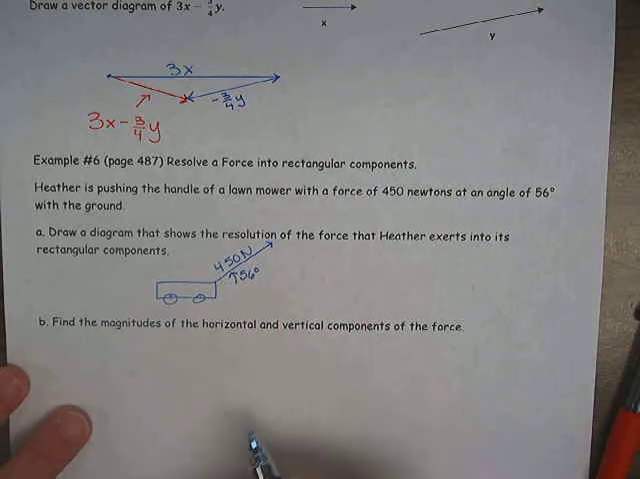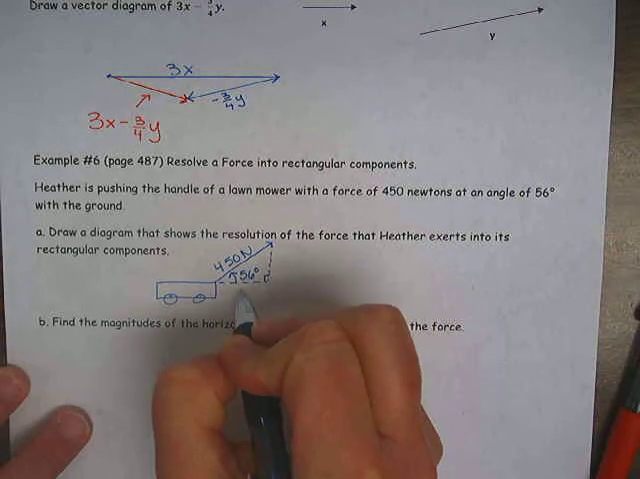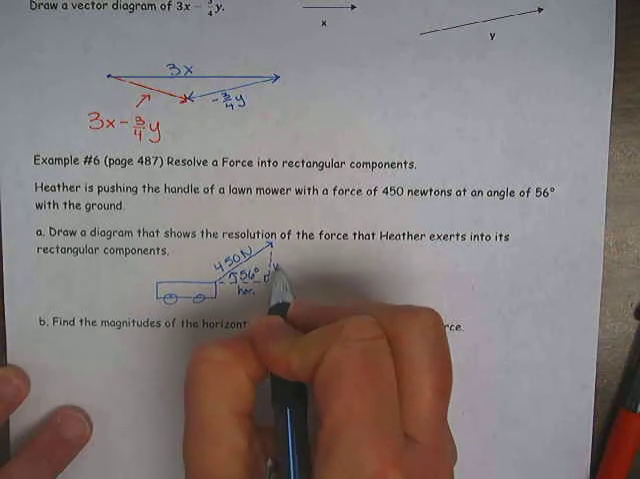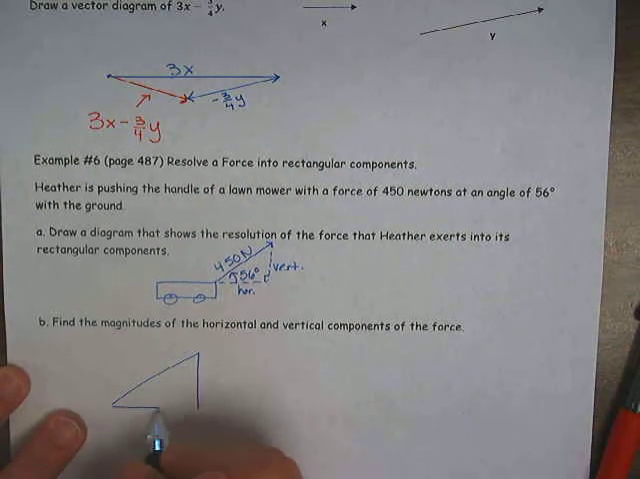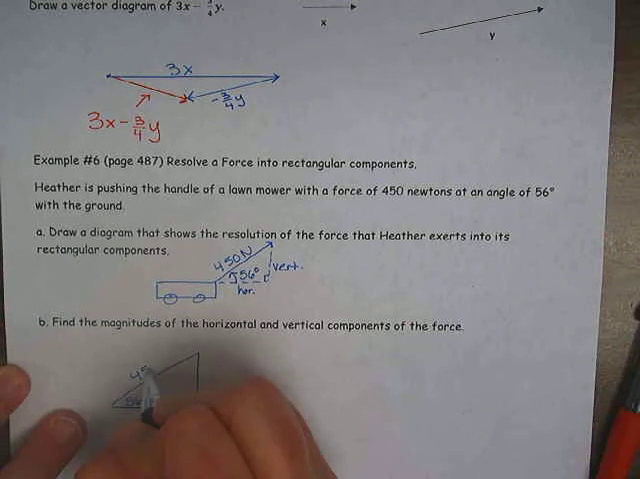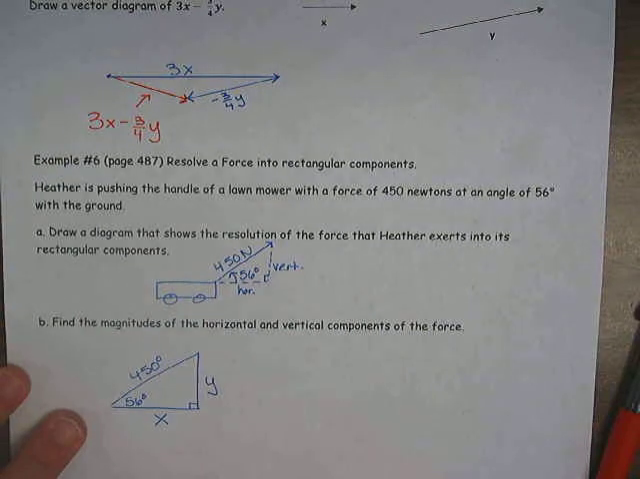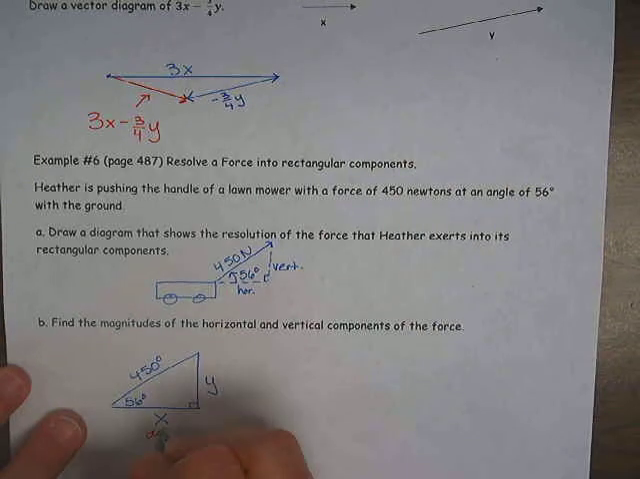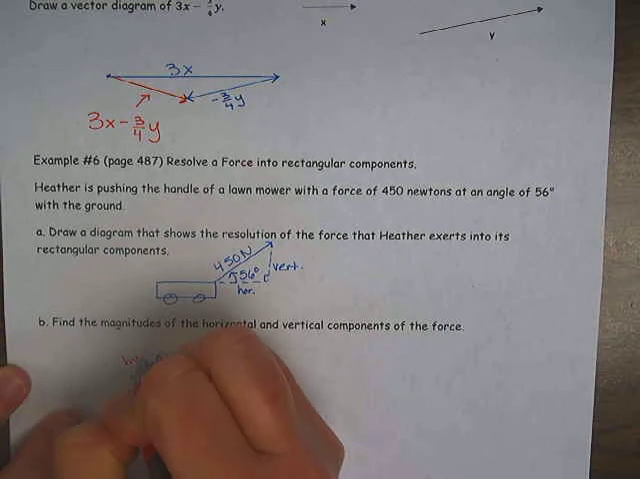So here's my drawing here. My horizontal and vertical components. Let me redraw that triangle so we can see it. This is 56 degrees and 450 newtons, and we're looking for x and y. Since I have a right triangle, and here is my angle, this is my adjacent side, this is my opposite side, and this is my hypotenuse.